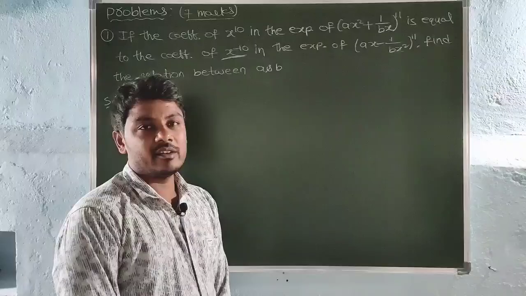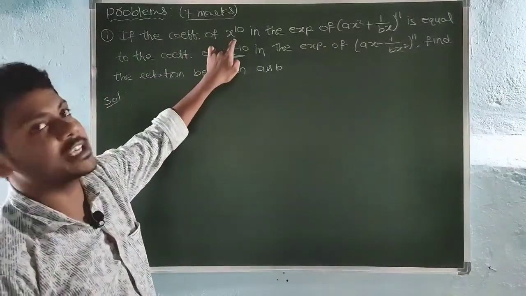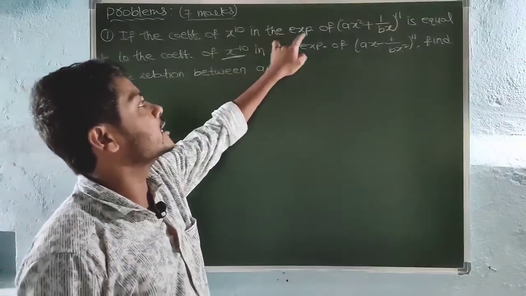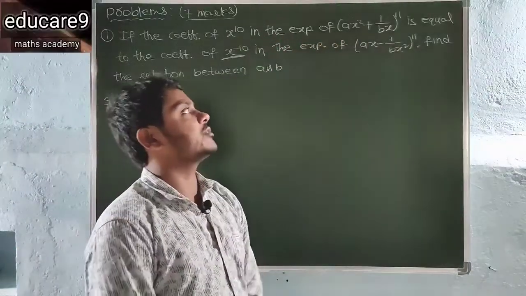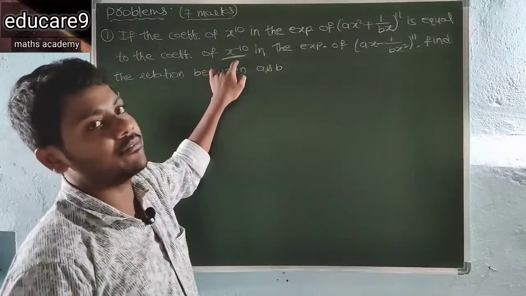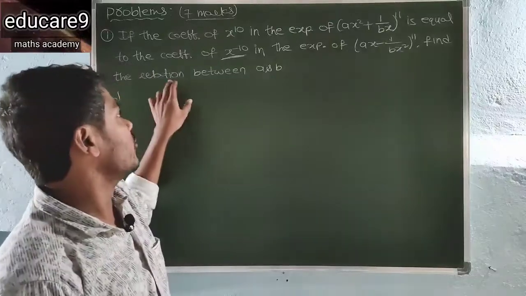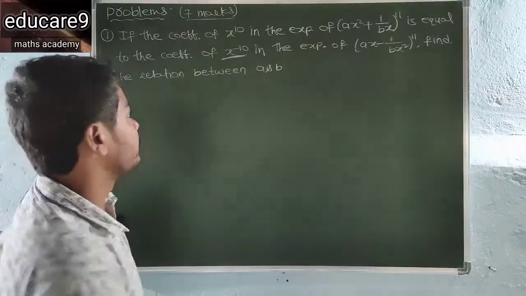Hi, hello everyone. For this session, we will discuss a few problems. See the first one. If the coefficient of x to the power of 10 in the expansion of (ax² + 1/(bx))^11 is equal to the coefficient of x to the power of minus 10 in this expansion, find the relation between a and b.